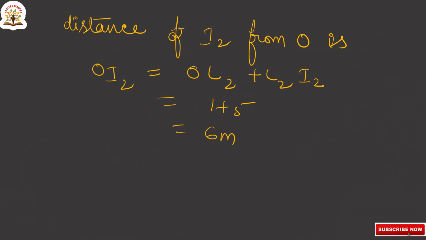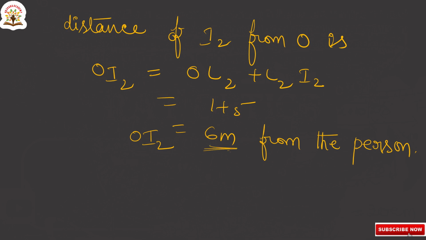Therefore, from the person, OI2 is equal to 6 meters. So the second nearest image in the right mirror is situated at a distance of 6 meters. Okay, this is the final answer. Next we will go to the next question.